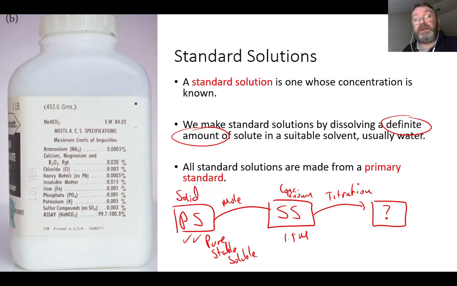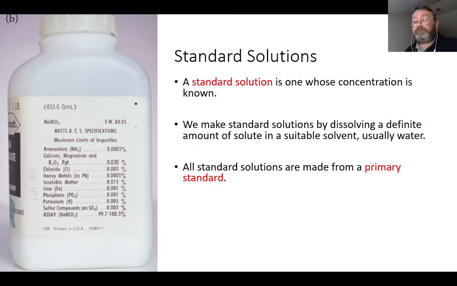And by a very simple calculation, the concentration of the unknown solution will be revealed. Okay, now I want you to just take a look at this diagram here. Look at this picture over here. This is sodium hydrogen carbonate, if you can see the print up there at the top.